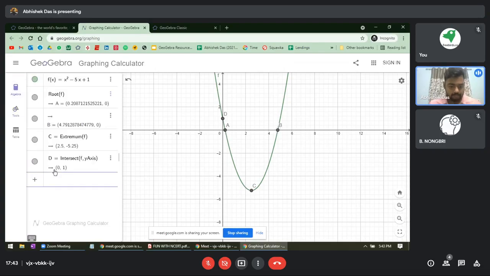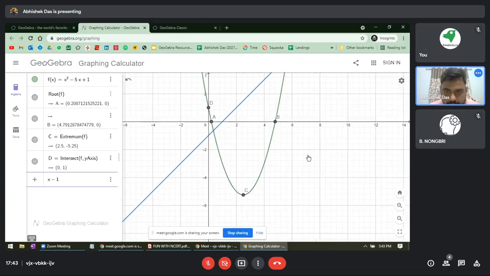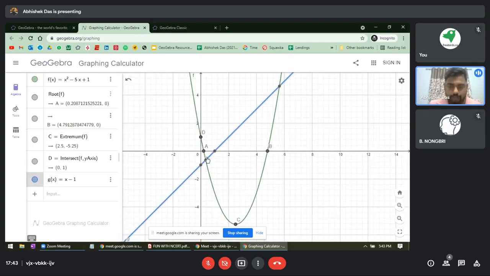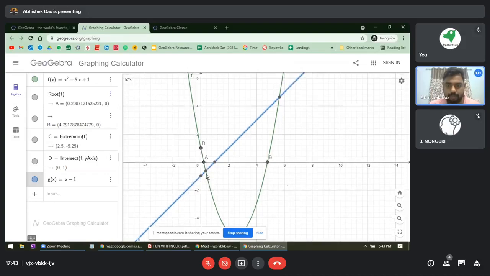And let's write down an equation of a straight line. Let's say y equal to x minus 1. For the line also, you can see the roots and the y-intercept, and also you can see the solutions.